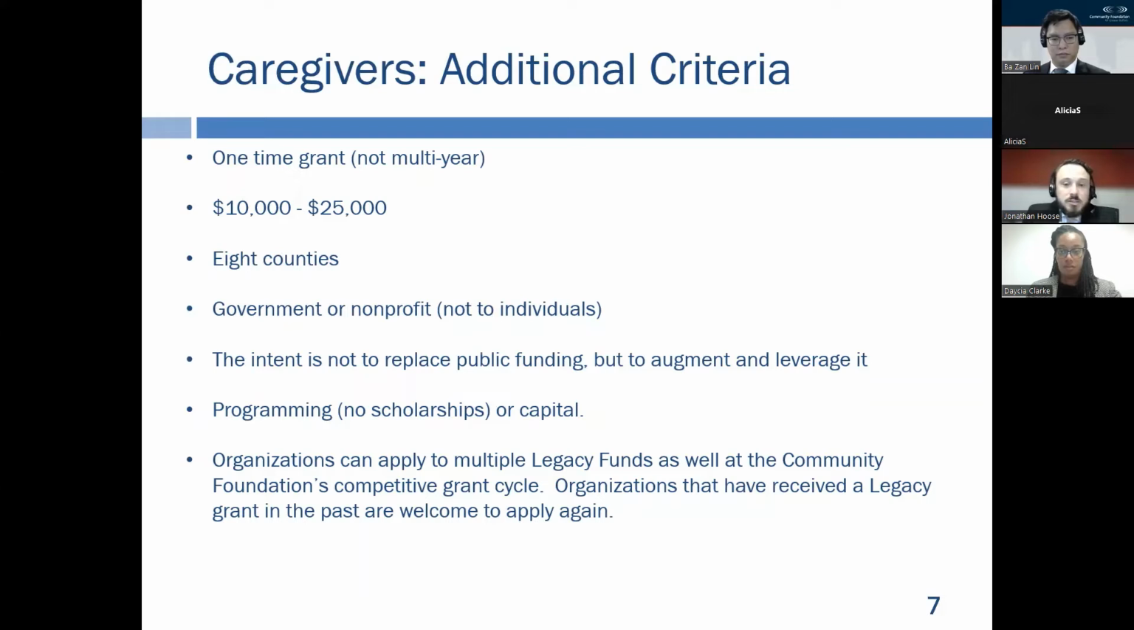Additionally, organizations can apply to multiple legacy funds at the Community Foundation through our competitive grant cycle. Organizations that have received a legacy fund grant in the past are also welcome to apply again.